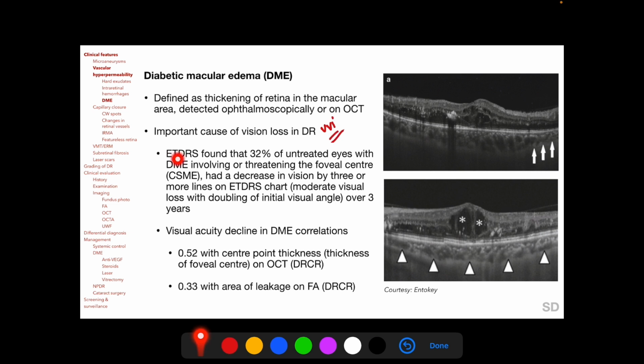The Early Treatment of Diabetic Retinopathy Study, or ETDRS, found that 32% of untreated eyes with DME involving or threatening the foveal center had a decrease in visual acuity by 3 or more lines on the ETDRS chart over 3 years. Visual acuity decline in diabetic macular edema has been correlated with both center point thickness on OCT and area of leakage on fluorescein angiography in a DRCR study. DRCR stands for Diabetic Retinopathy Clinical Research Network, and we'll be discussing a number of reports from DRCR in this and the next two sessions.